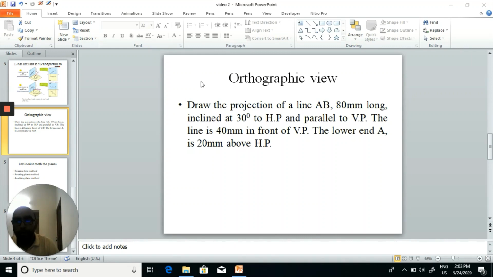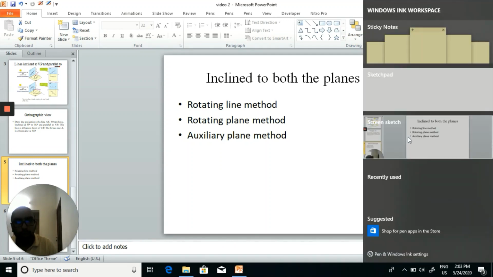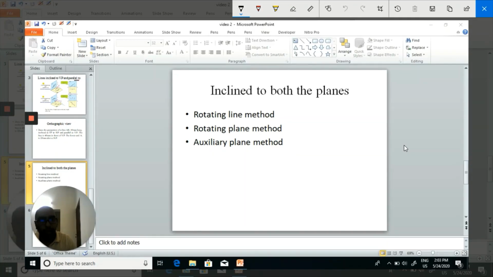Now we will go for the third case. So this is the third case, that is, when a line is inclined to both the planes: line inclined to VP and line inclined to HP. In this case, it is difficult to get the true length of that line on a plane.